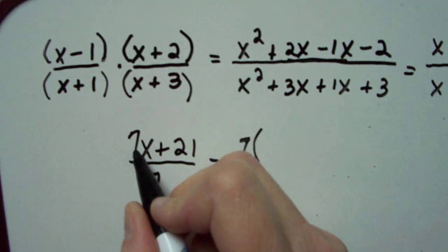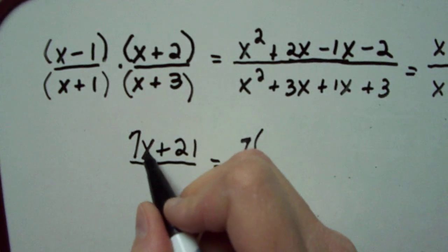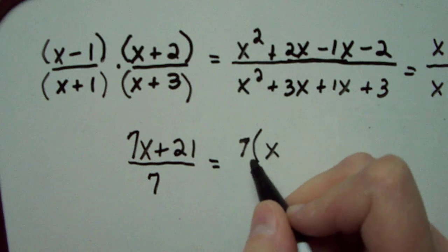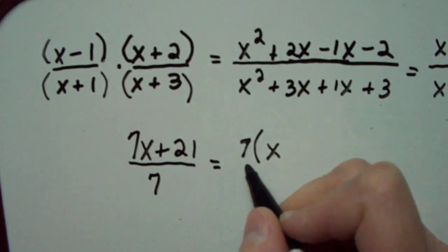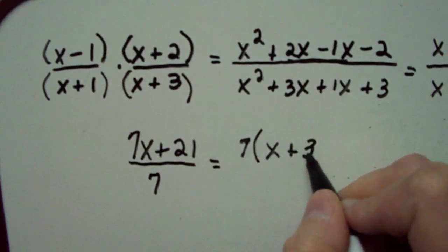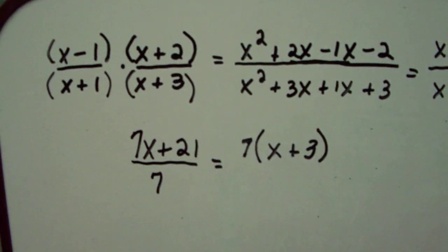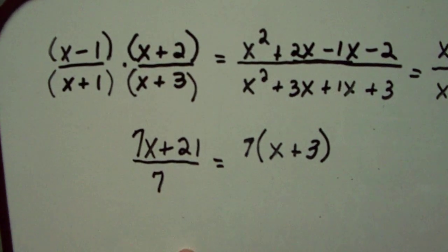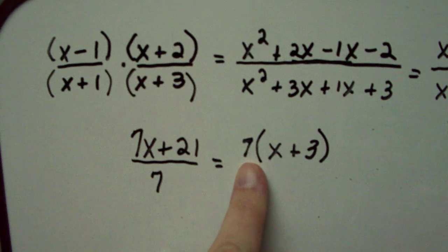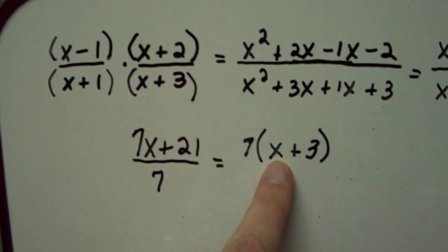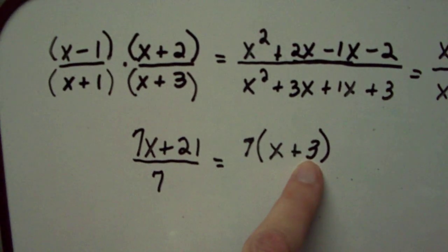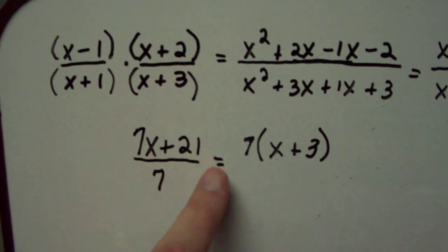In other words, you're saying 7x divided by 7 is x. 21 divided by 7 is 3. And if you're worried if that's correct, just go back and distribute your 7. 7 times x is 7x. 7 times 3 is 21. So you see we did distribute properly.